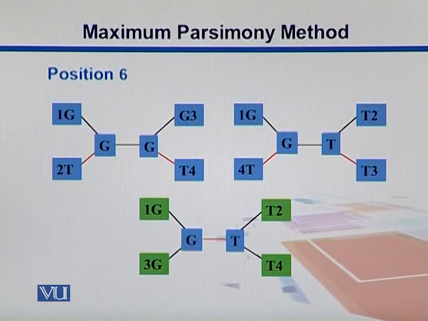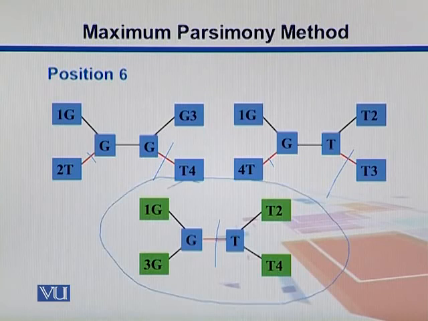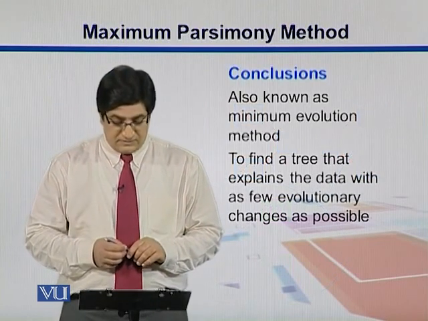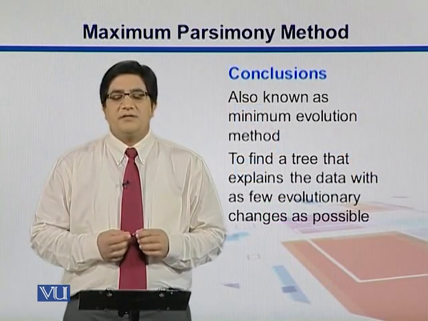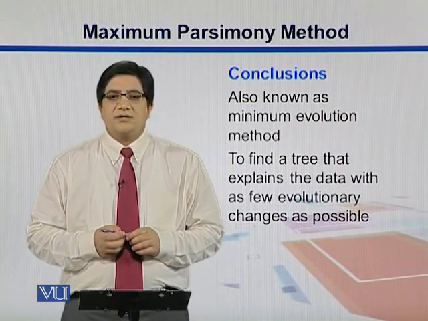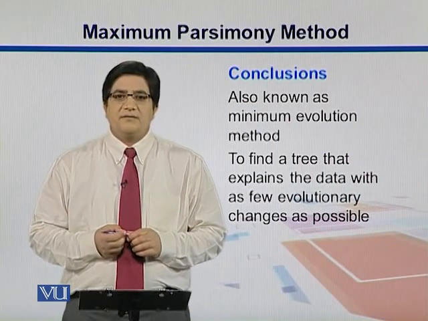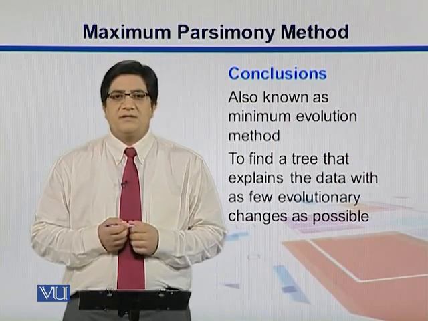In the same way we can take position number 6, and again we see that we have 2 changes right here, 1 and 1. There are 2 in these trees, and there is just 1 change in this third one. So this one is the most likely tree as far as this scenario is concerned. So we see that the maximum parsimony method believes in minimum evolution. All those trees where we have minimum changes or minimum mutations can be regarded as the correct trees reconstructed.